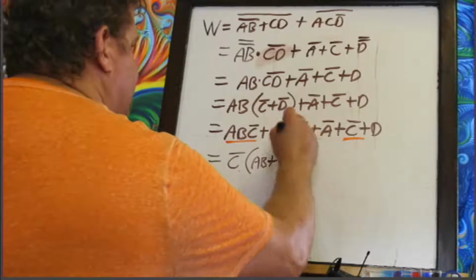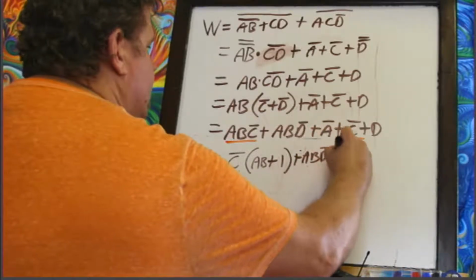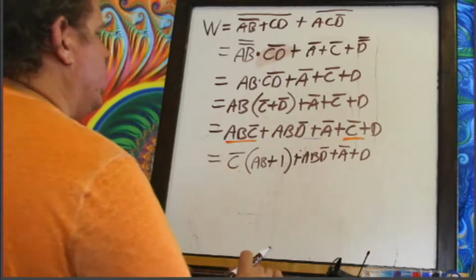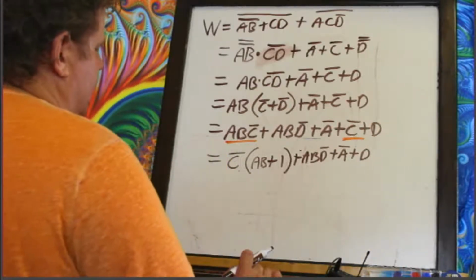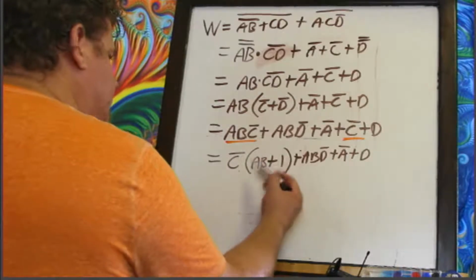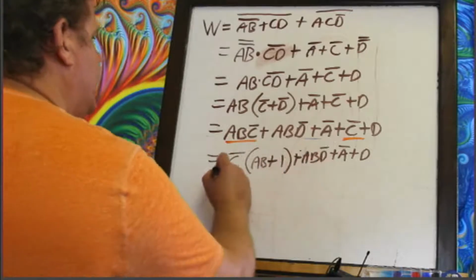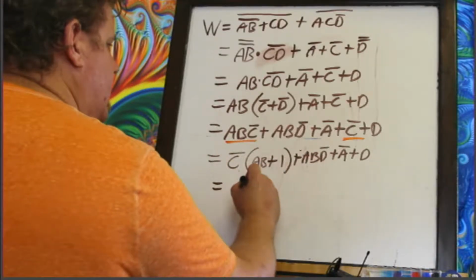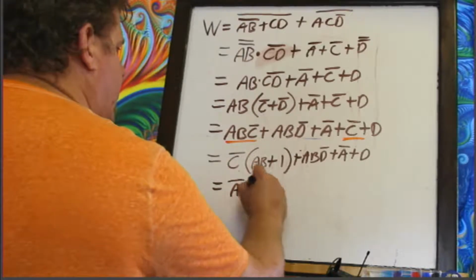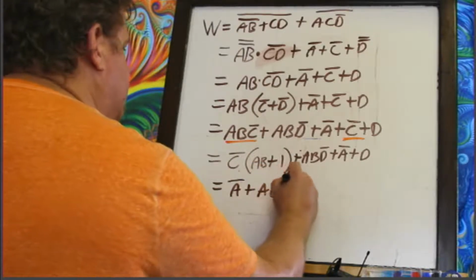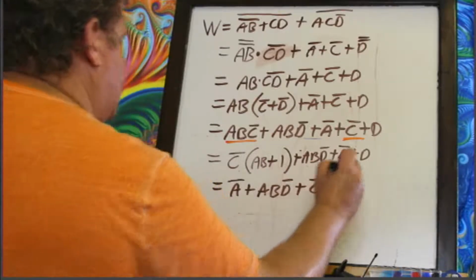And then plus, I'm going to go ahead and write the rest of this. ABD NOT plus A NOT plus D. Okay? And so this is going to go to 1, and then C NOT times 1 is C NOT. So then we can rewrite this again, and I'm going to switch this around in how I write it. Now I'm going to write it A NOT plus ABD NOT plus C NOT plus D.